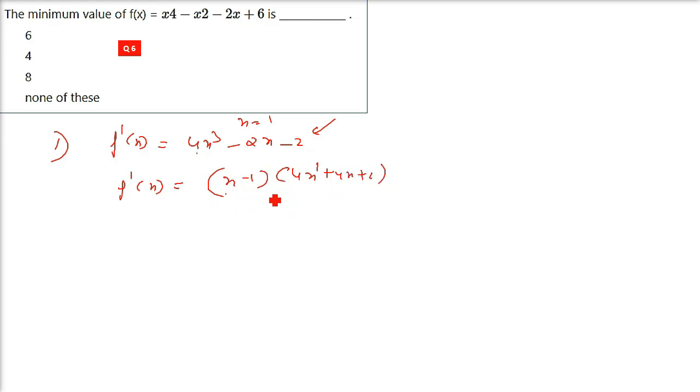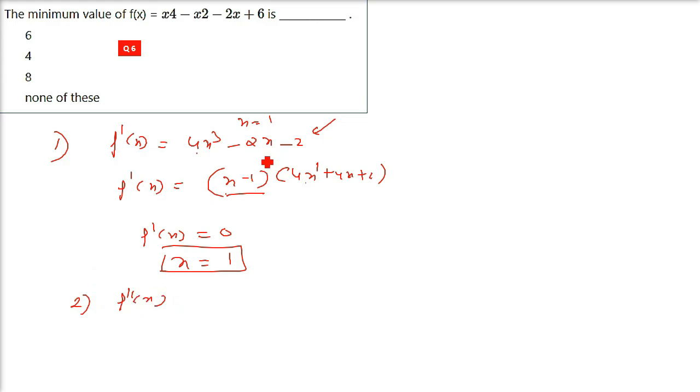When you do it, you are going to get 4x² plus 4x plus 2. If you go back to your 7th, 8th standard, you will know how to divide it. If you are not able to do it, just go back and revisit. But the final thing I have already shown to you. Next, f'(x) equals 0. 4x² plus 4x plus 2 will never come to be 0, whatever value you put. But x minus 1 equals 0 will give you x equals 1.